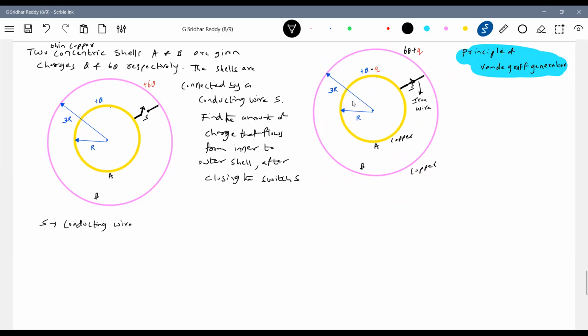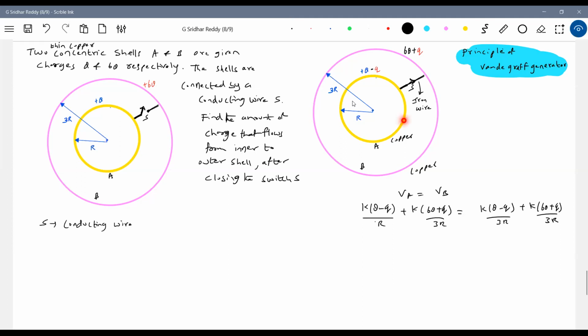Okay, let's get into potential now. Potential of A equal to potential of B. Now, why is potential of shell A equal to B? Because they're connected by a conducting wire, and a conductor is an equipotential. Okay, what is potential of shell A? Looking at the diagram, KQ/R + K6q/3R is equal to KQ - Kq/3R. Okay, fine. Potential of shell A and B.